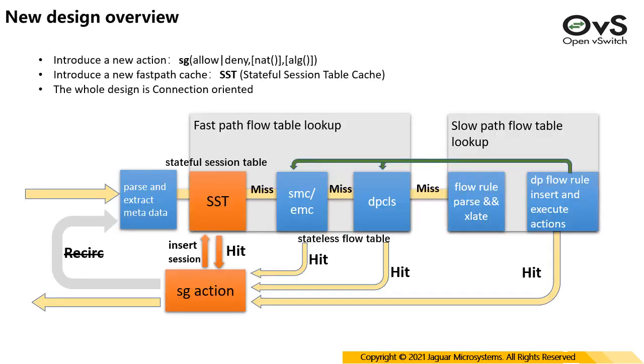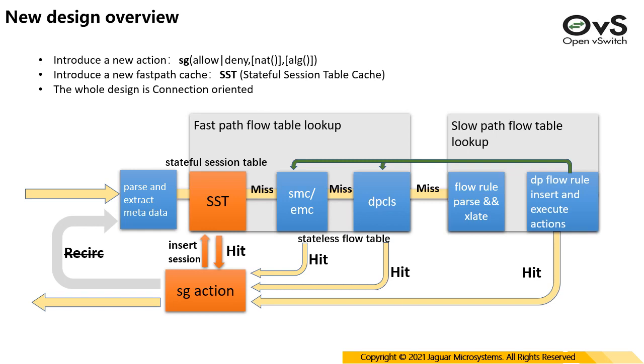This picture shows an overview of our new design. We introduce a new action named SG, short for Security Group. It provides the same function as the CT action, also supporting connection tracking, but with different semantics. And we also introduce a new fast path cache named SST, short for Stateful Session Table, which will maintain the connection status for each received packet.